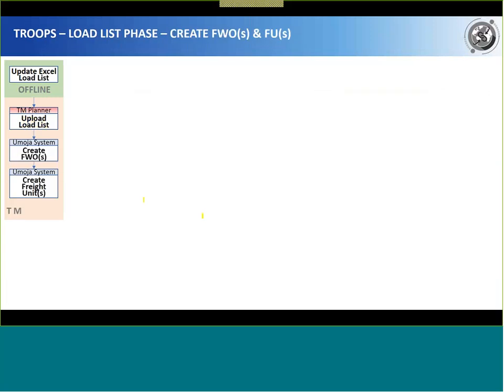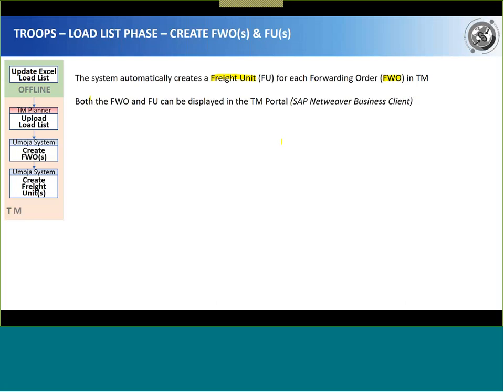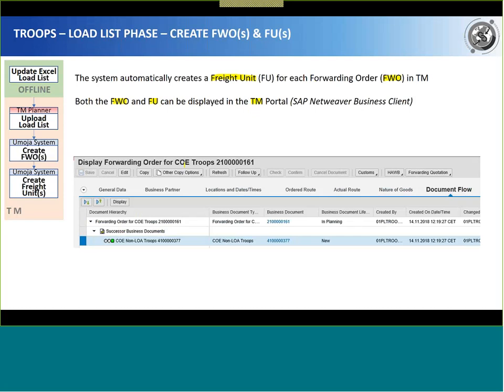What else? So once we complete the upload and we have the green light and the numbering in the upload T code, the system will automatically create a freight unit for each forwarding order. Both the forwarding orders and the freight units, here we are already talking about TM documents. So both of them are created in the TM module and can be seen in TM. So this screen relates to forwarding order 21 and ending with 161.